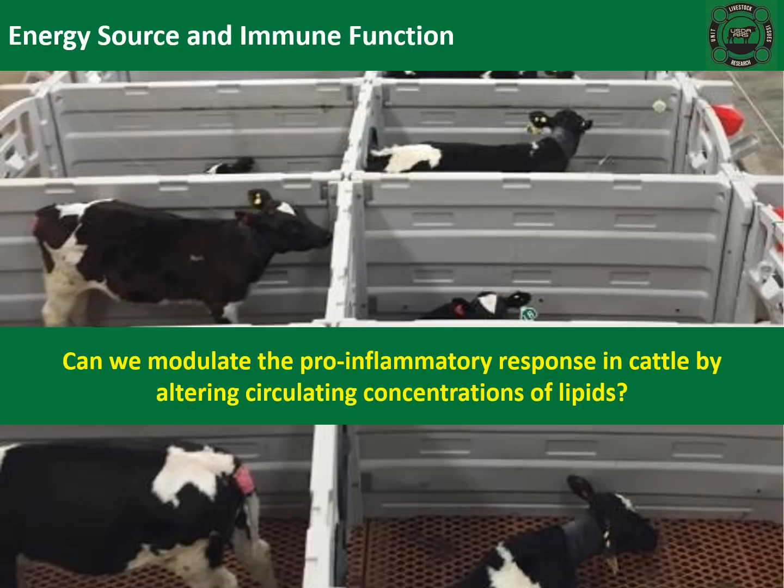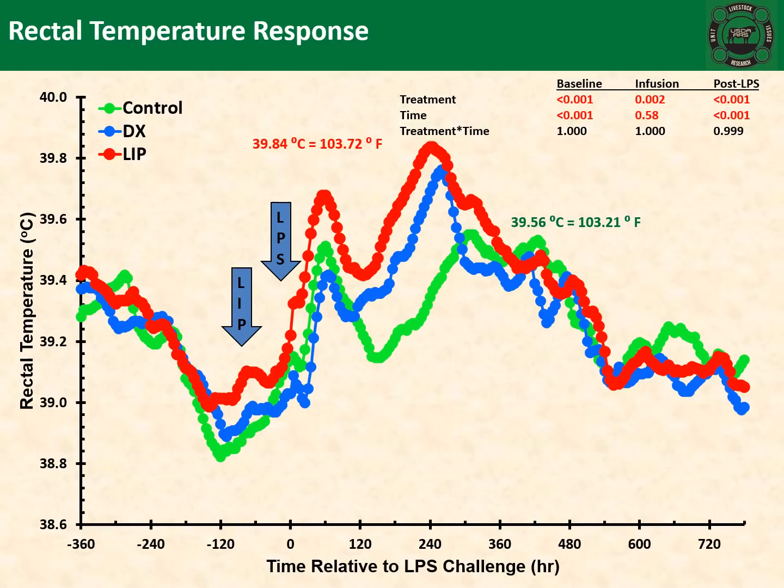Several years ago, the observed metabolic differences between common and temperamental cattle led us to ask the question, can we modulate the pro-inflammatory response in cattle by altering circulating concentrations of lipids? To address this question, we took 21 Holstein steers and divided them into 3 groups of 7 calves per group. The control group, represented by the green line in this graph, was administered saline at 0.5 milliliters per kilogram body weight immediately prior to the LPS challenge.